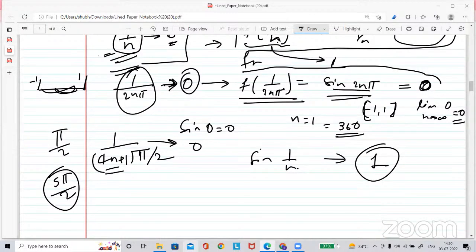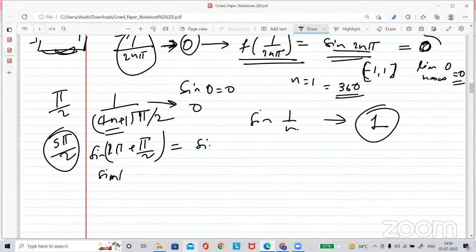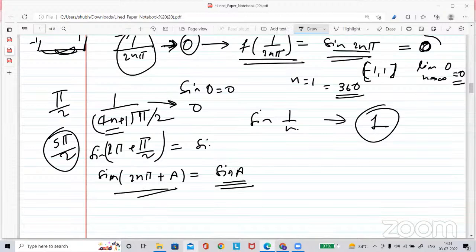So actually it says 5 pi by 2 means it can be written as 2 pi plus pi by 2. So sine of 2 pi plus pi by 2 is, again, this is the property of sine: sine of 2n pi plus some a is going to be sine a. This is the property of sine. So that's why it gives you sine pi by 2, and this value is 1.